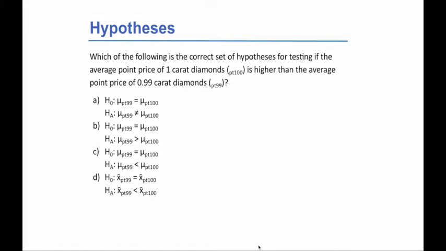Which of the following is the correct set of hypotheses for testing if the average point price of 1 carat diamonds is higher than the average point price of 0.99 carat diamonds? It's C. We are specifically looking for higher than average, not difference. So this is a one-tailed test. So A would be the two-tailed test. B would be seeing if the 1 carat diamonds were less expensive. D has x bar instead of mu.